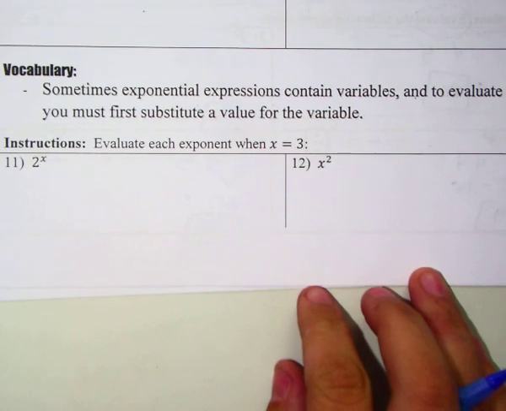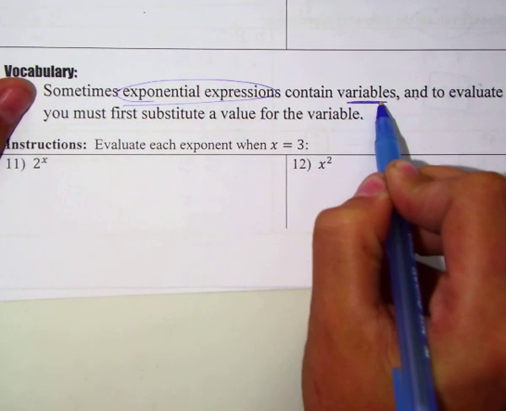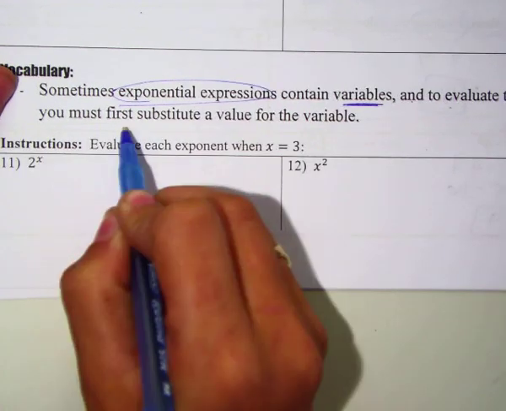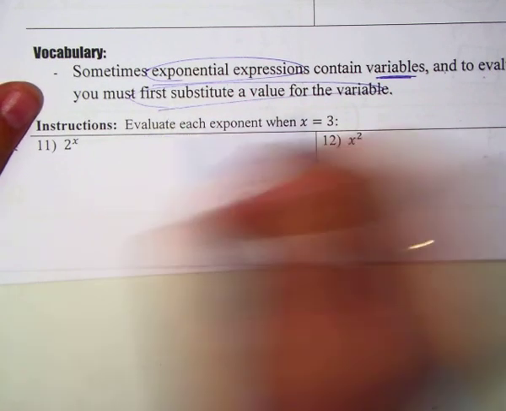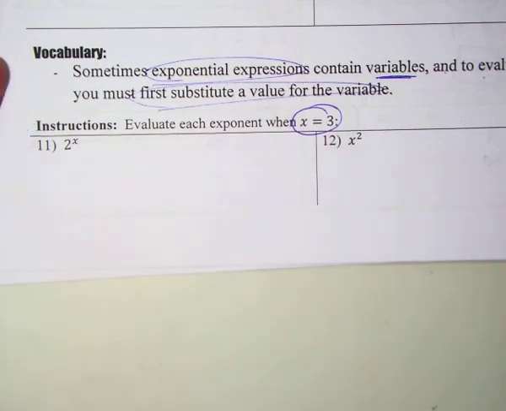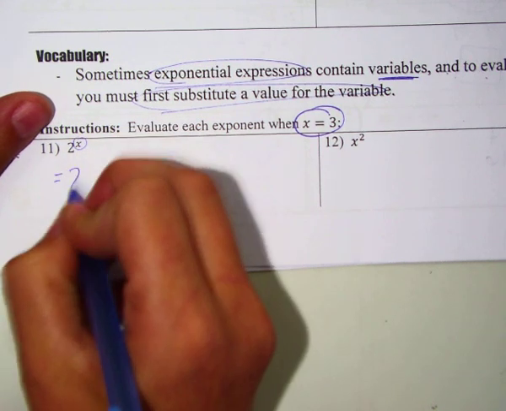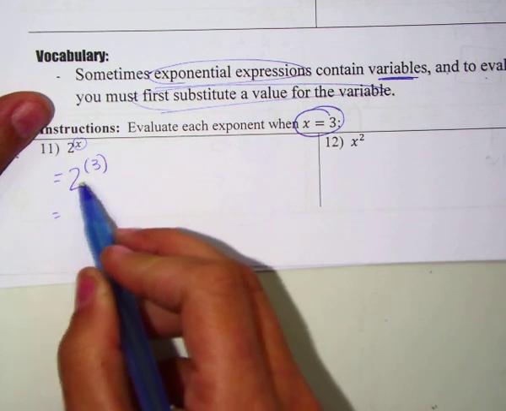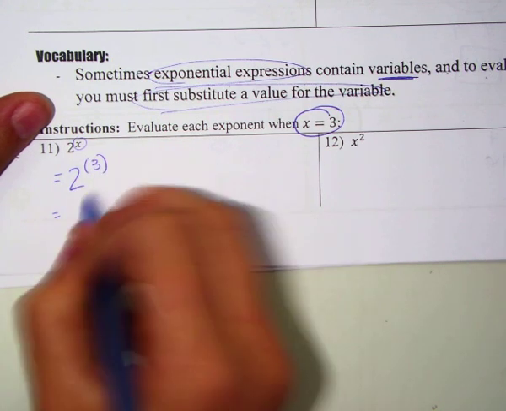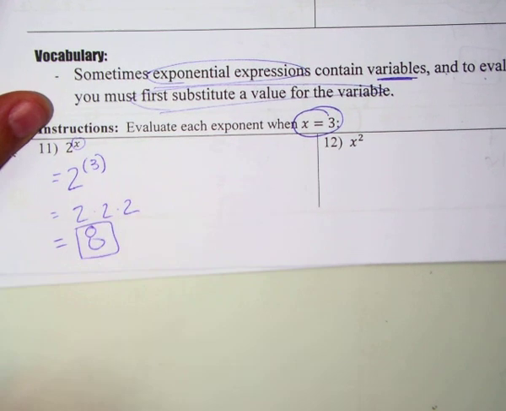Here we go. Sometimes exponential expressions contain variables, and to evaluate them, you must first substitute to find the variable. So in this case, evaluate when x equals 3. We just need to substitute x equals 3 in. So the x is here, so we're going to substitute. Now this is what we've been doing. We're going to rewrite 2 3 times, which we've seen before is 8.